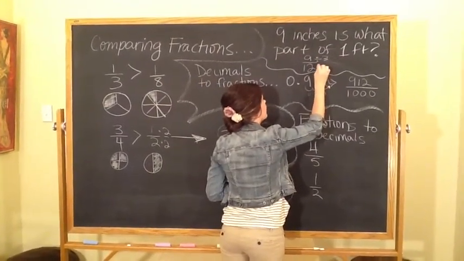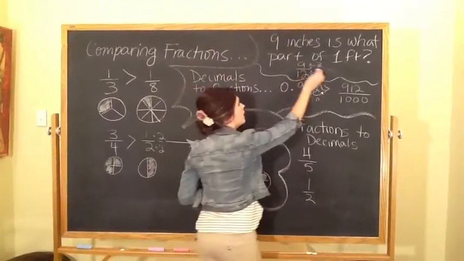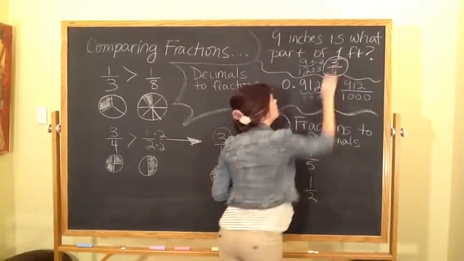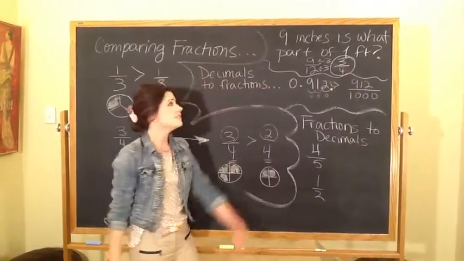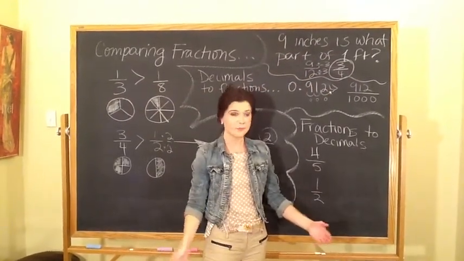So we're going to be taking out a 3 out of the top and a 3 out of the bottom. So 9 divided by 3 gives you 3, and 12 divided by 3 gives you 4. So our fraction is 3/4. So 9 inches out of 1 foot is 3/4 of the foot.